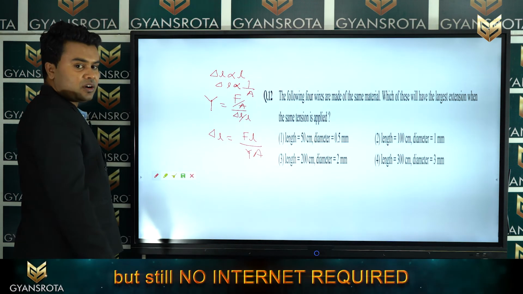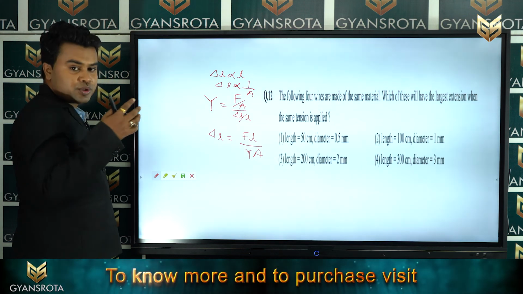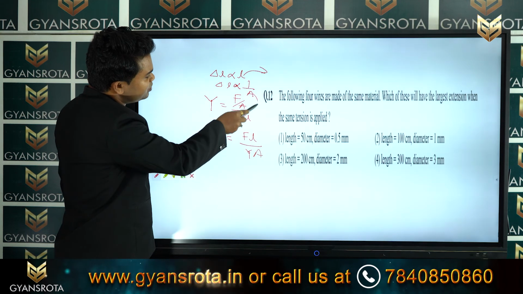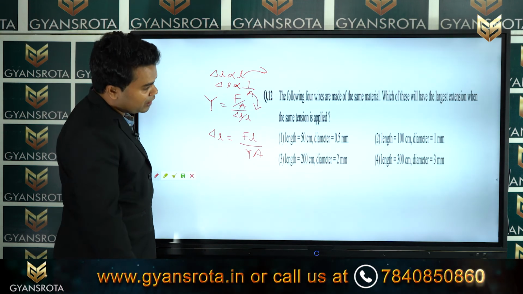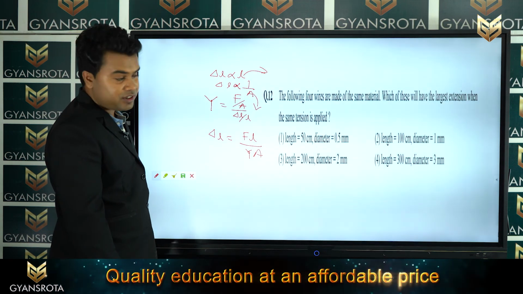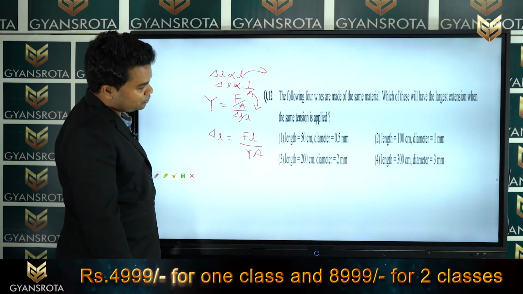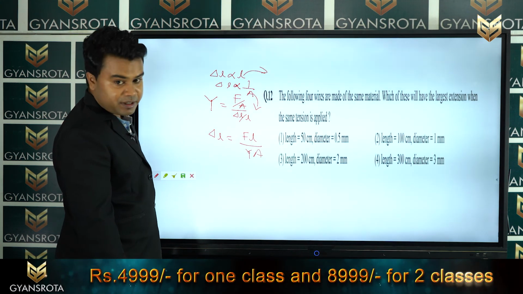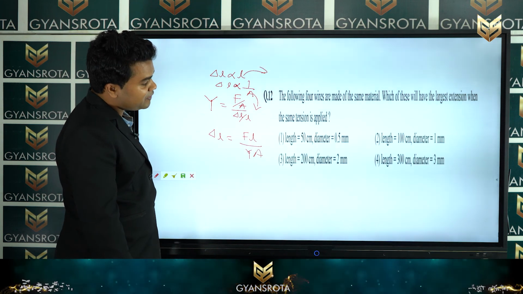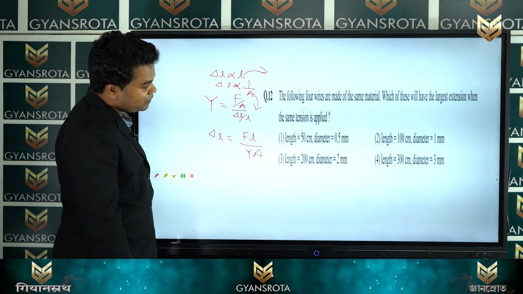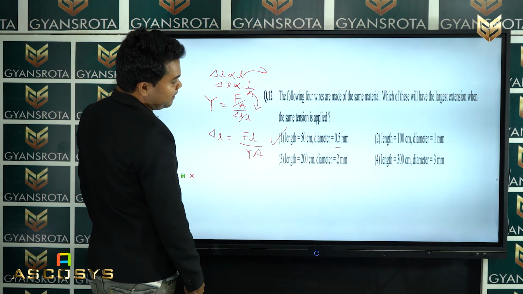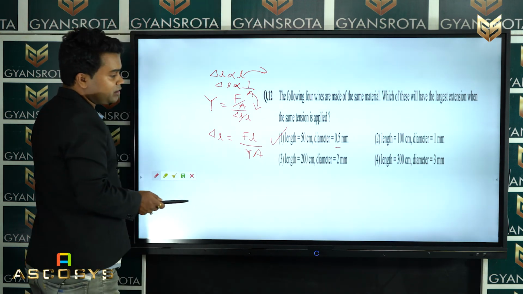So let us find the correct option for this question. Which one will have the largest extension? The one with larger length and the one with smaller area. Let us find from the options. You kindly check. So 50 centimeter, 100 centimeter, 200 centimeter and 300 centimeter. And the diameter is given as 0.5 millimeter, 1 millimeter, 2 millimeter and 3 millimeter. See, area is given very less. So if the area is very less, the right answer for this one has to be this one. So this is the right answer for the change in length.